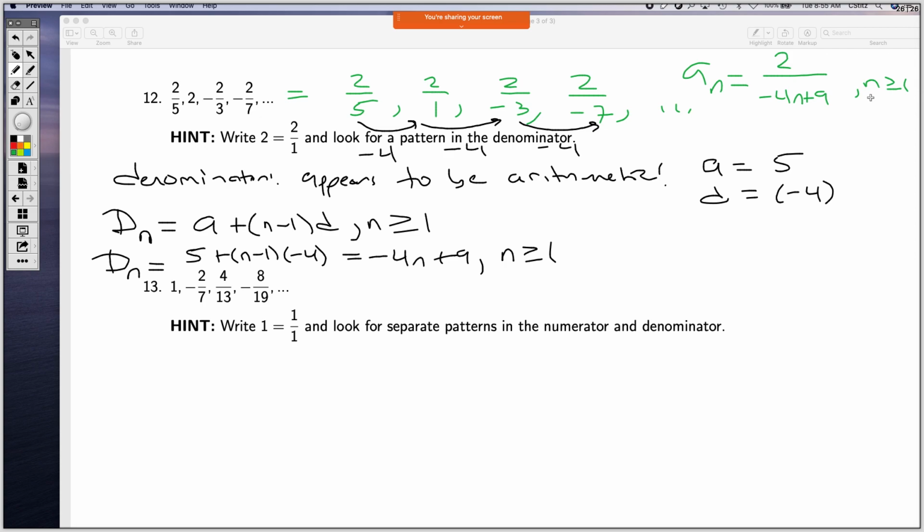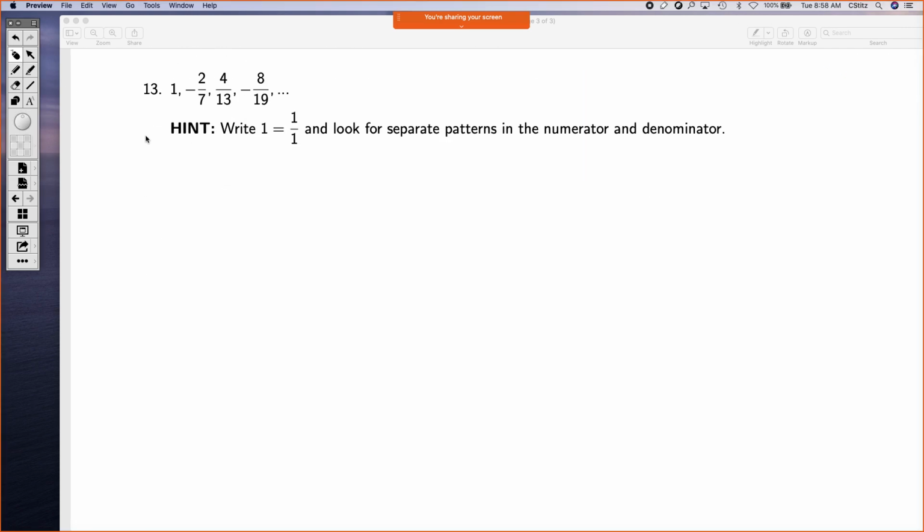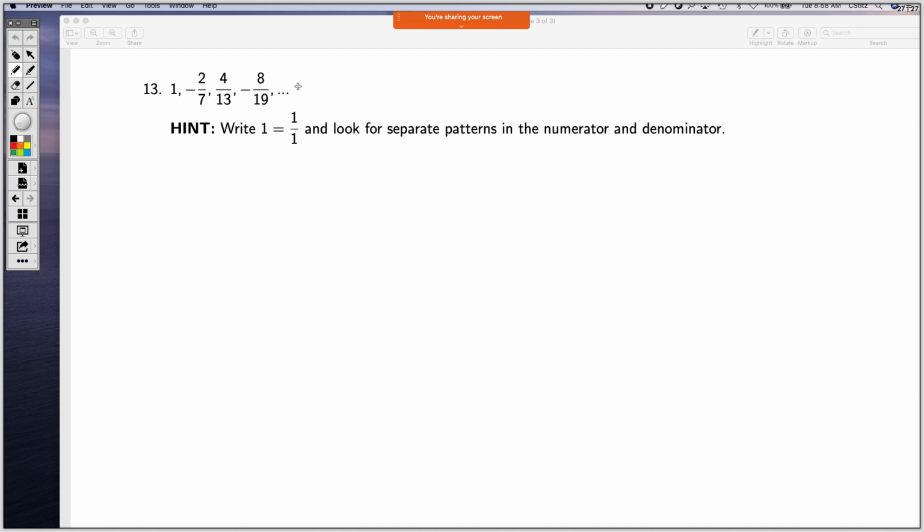Any questions on that example? Do you see how we kind of broke it up into the parts? So the last one here, same thing. Got a hint here: write 1 as 1 over 1 and look for separate patterns in the numerator and denominator. So if we rewrite this as 1 over 1, and then we've got -2/7 and 4/13 and -8/19. Let's see what we've got here.